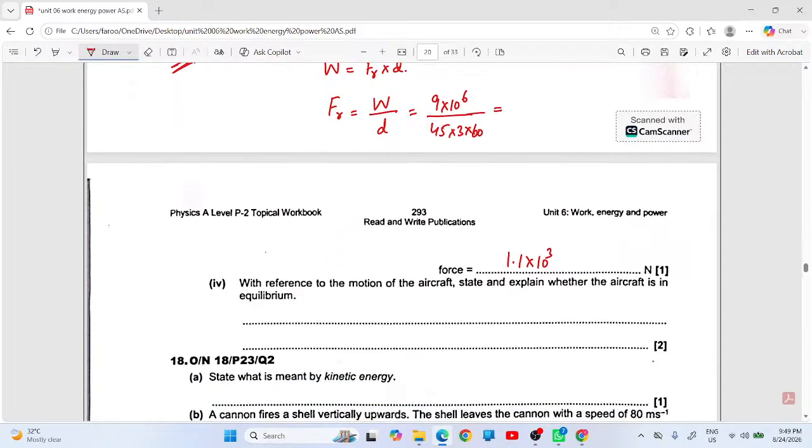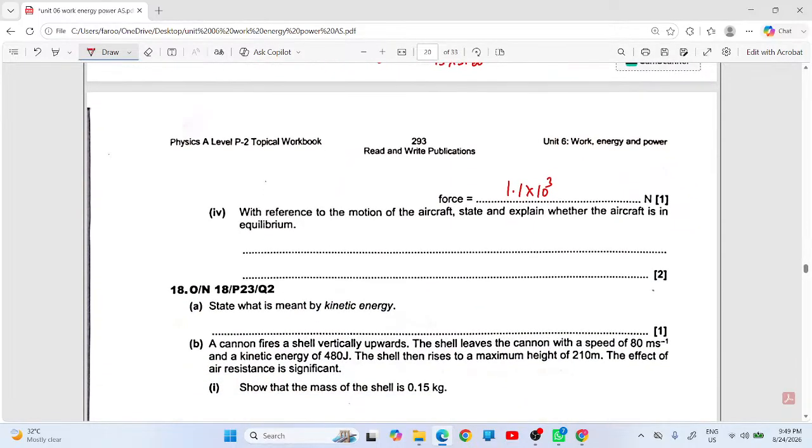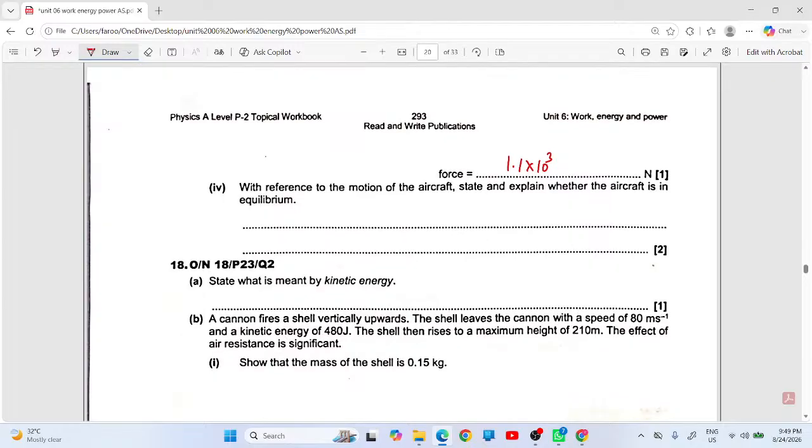Next is: with reference to the motion of the aircraft, state and explain whether the aircraft is in equilibrium. This has come for the second time. In this case, the speed is constant. If the speed is constant, we say it is in equilibrium.